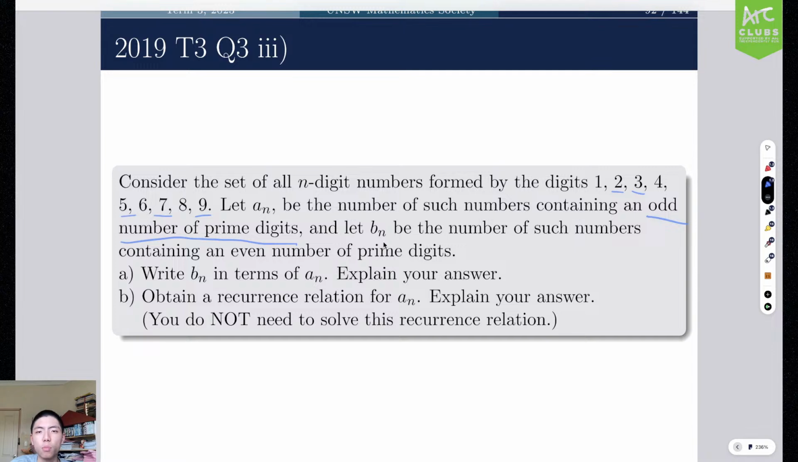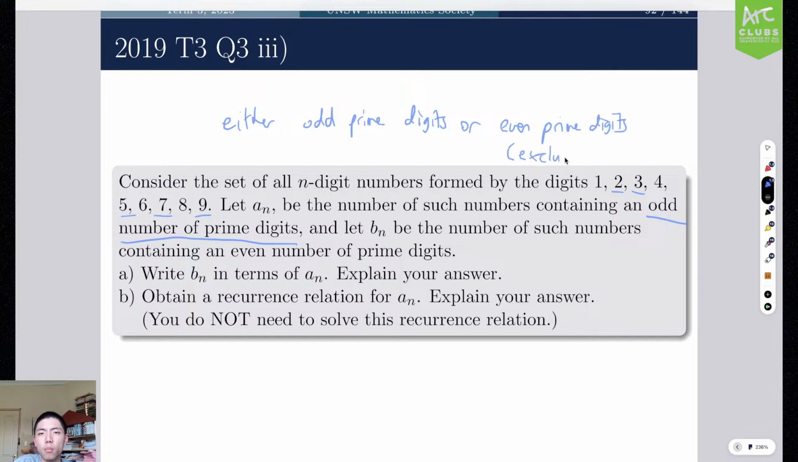And b(n) would be the number of such numbers that contain an even number of prime digits. So what I said about "do not" before was essentially, if it is a(n), and it contains an odd number of prime digits, then they do not have an even number of prime digits, right? So it is either an odd number of prime digits or an even number of prime digits.